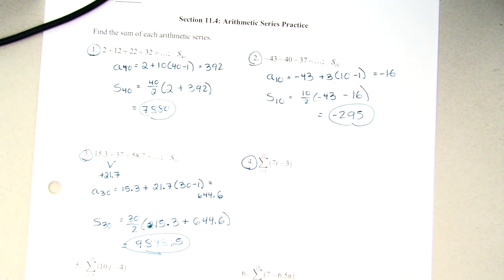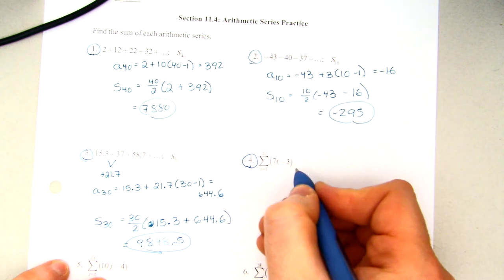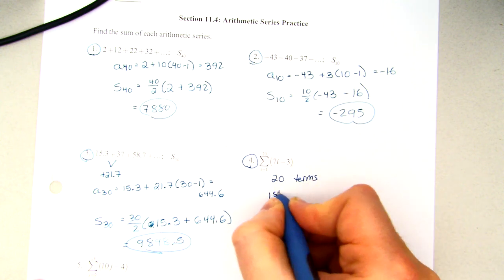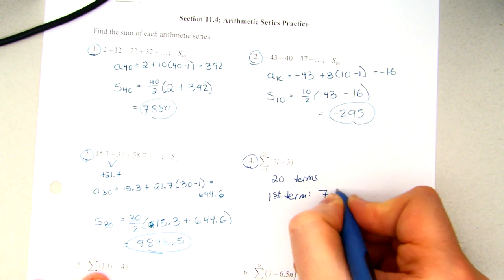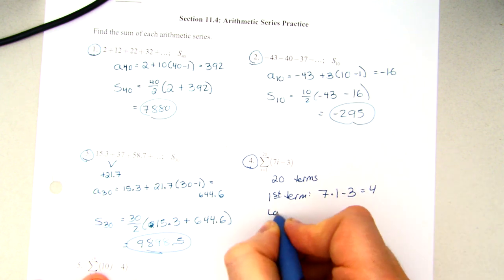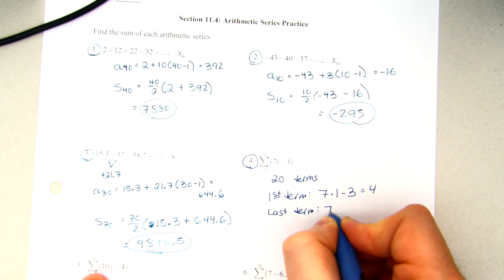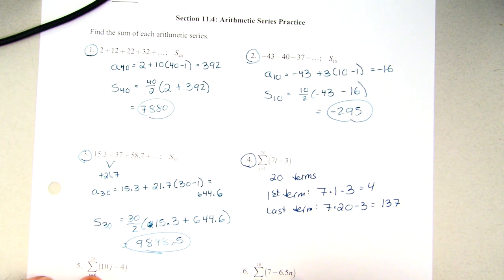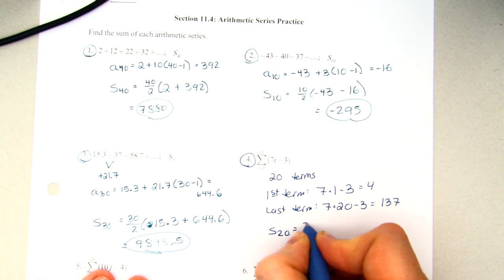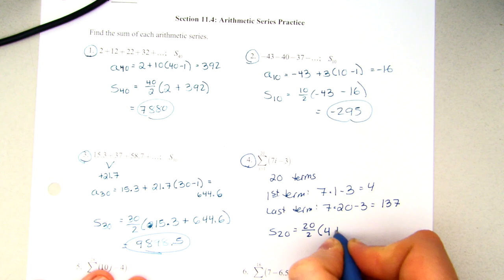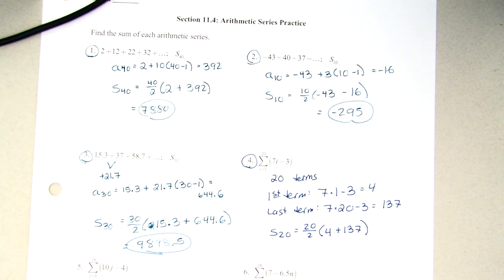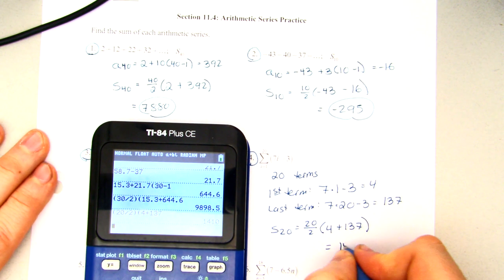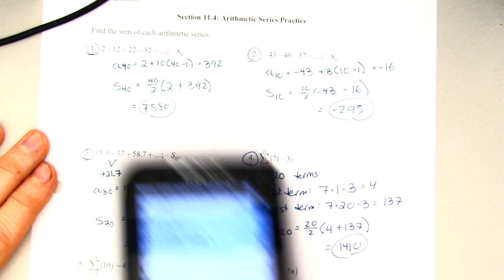This is an arithmetic series. Because it's linear inside, I know there are going to be 20 terms because I'm starting at 1. My first term, 7 times 1 minus 3, gives me 4. My last term, 7 times 20 minus 3, 140 minus 3, 137. S sub 20 will equal 20 over 2 times 4 plus 137, which is 1,410. Do number 5.